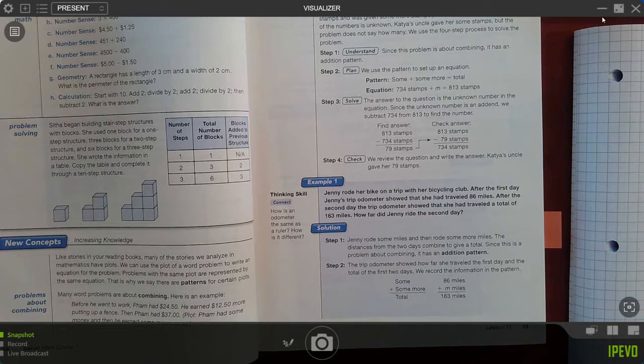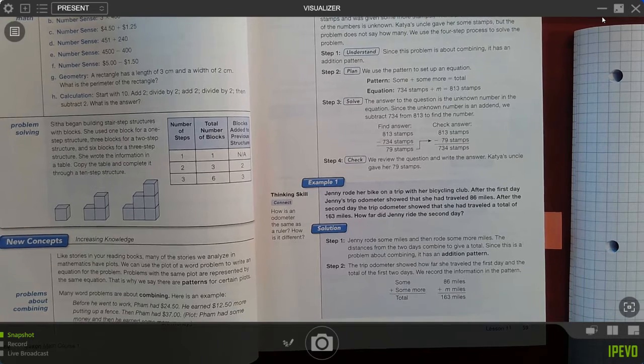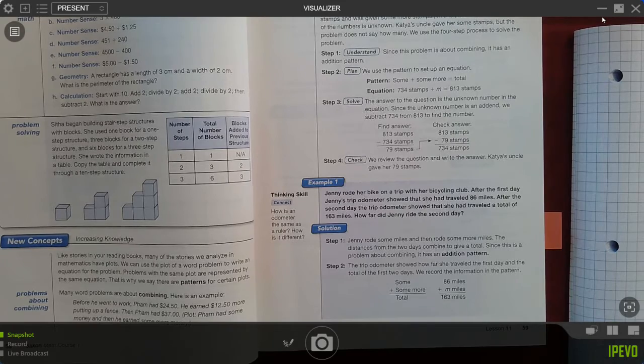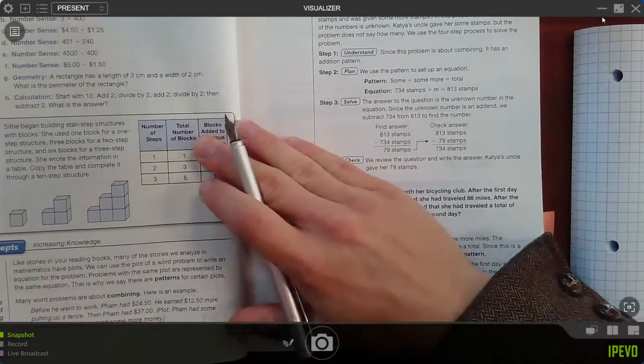So here we're talking about combining and about separating. Okay, so we'll see what that means. Like stories in your reading books, many of the stories we analyze in mathematics have plots. We can use the plot of a word problem to write an equation for the problem. Problems of the same plot are represented by the same equation. That's why there are patterns for certain plots.